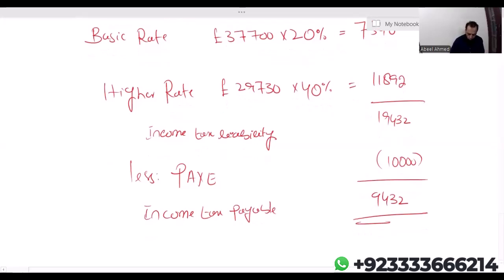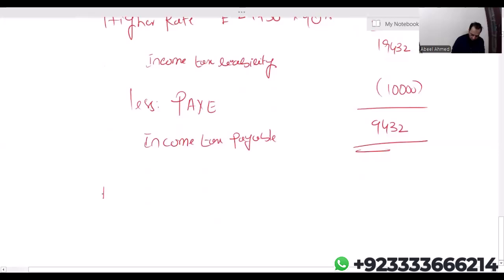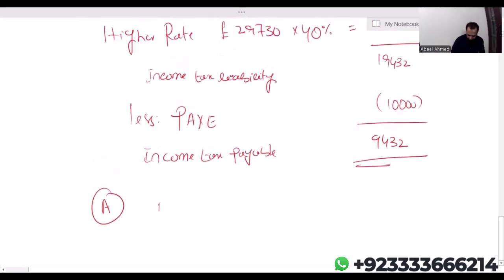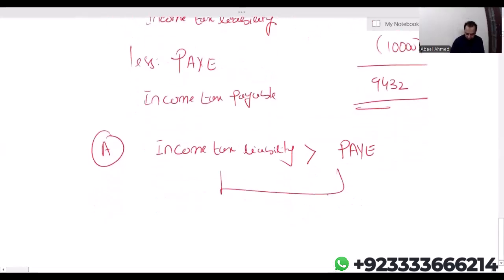Now, look at the rule, please. Case A. Assuming you are solving a question where your income tax liability is greater than PAYE, like in this question. If you're solving a question, students, where income tax liability is more than PAYE, the difference is income tax payable.